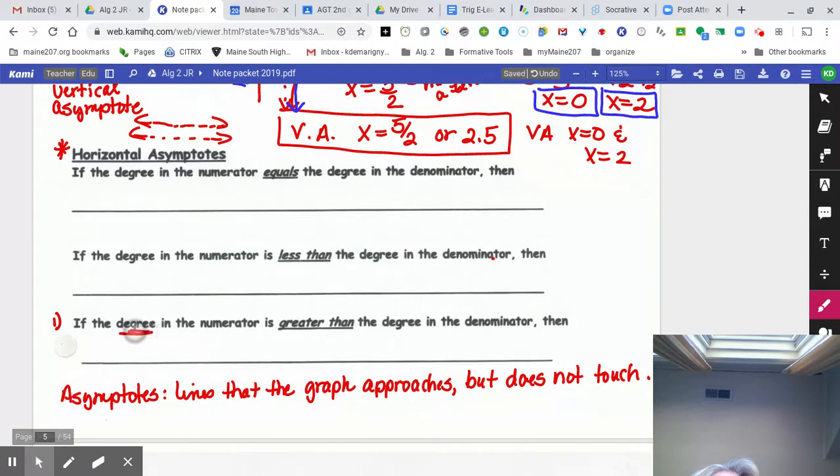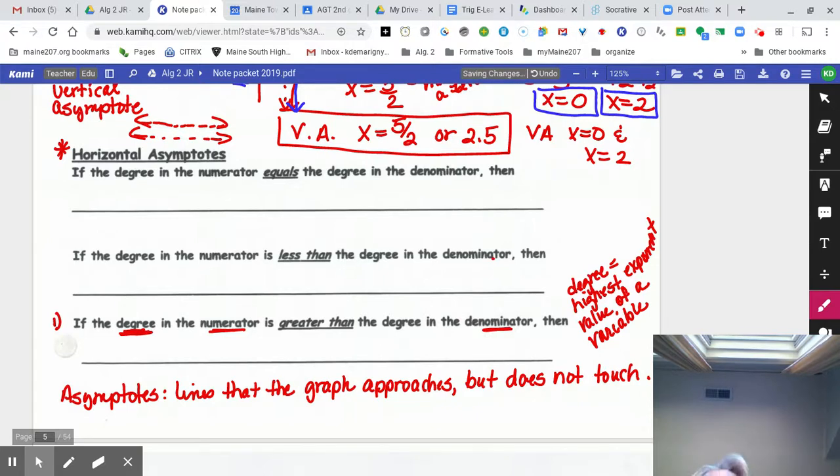Now, we're going to have to know how to find the degree of a polynomial. Remember that your degree is your highest exponent value of a variable. So when I get ready to look at a degree, I'm looking at a numerator versus the denominator.